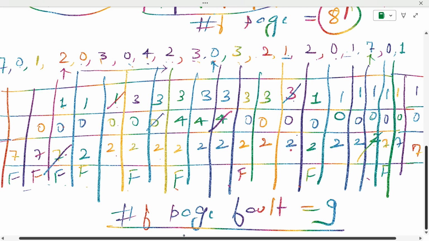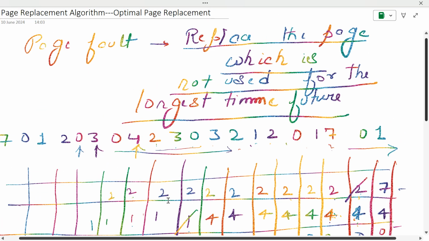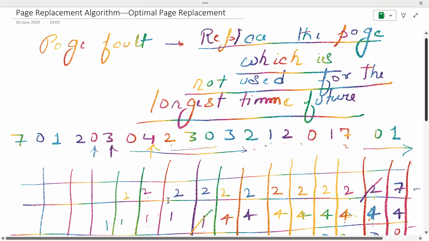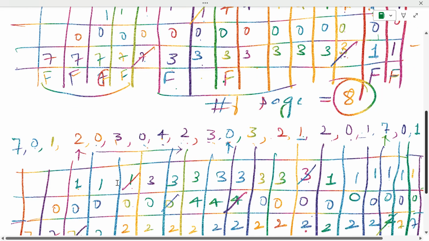So what happens is that in the optimal page replacement algorithm, we replace the page which is not used for a longer time in future, right? So this is all about this type of page algorithm.